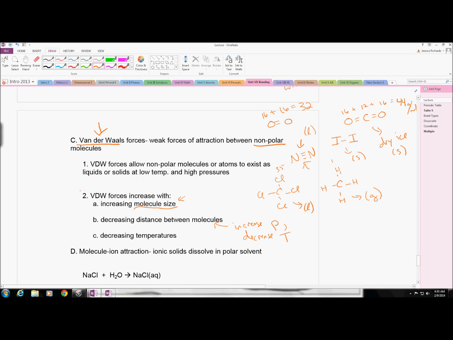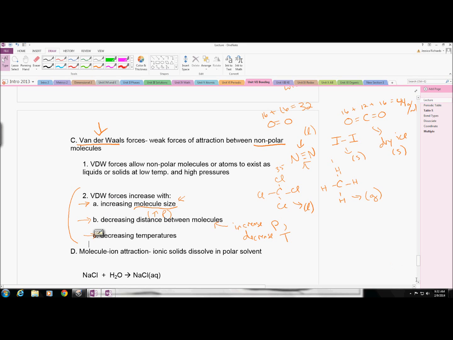So memorize for van der Waals forces: increasing size, stronger. Decreasing distance, that means increasing pressure, stronger, and decreasing temperatures, stronger.